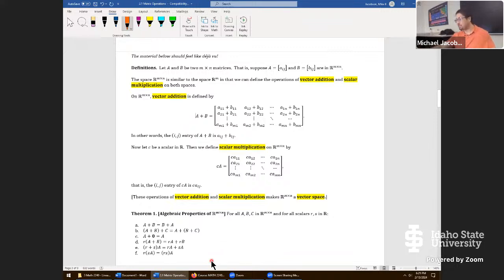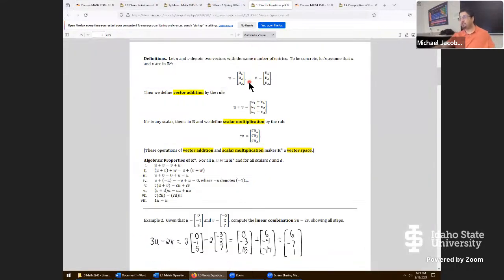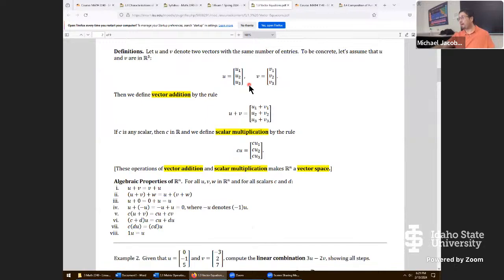In fact, let's take a look back in section 1.3. I think I have that pulled up. It's literally the same kind of stuff. We were back in the land of vectors this time. Vector addition just meant add up corresponding entries. Scalar multiplication just meant scale up all the entries by that common scalar C.